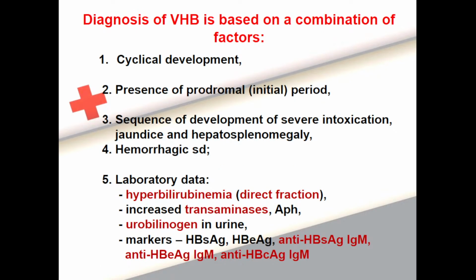Diagnosis of HBV is based on a combination of factors: cyclic development, presence of a prodromal initial period, sequence of development of severe intoxication, jaundice and hepatic encephalopathy, hemorrhagic syndrome in the severe form; laboratory data: hyperbilirubinemia, mostly due to the direct fraction, increased transaminases, urobilin in urine; markers HBs antigen, HBe antigen, anti-HBs antibody, immunoglobulin M to HB core, I think they mean pre-core, anti-HBe antibody, anti-HBc immunoglobulin M.